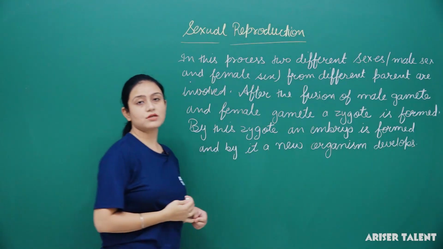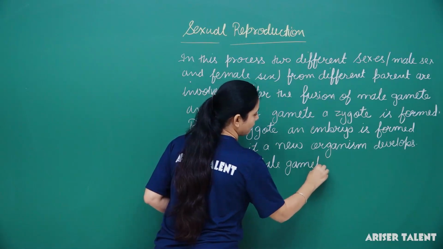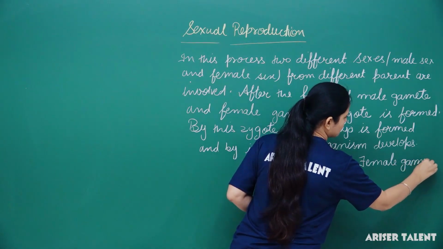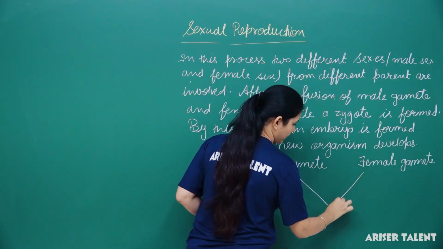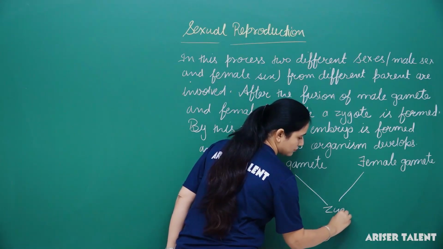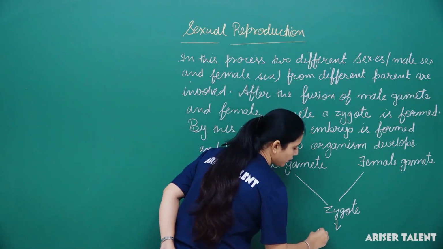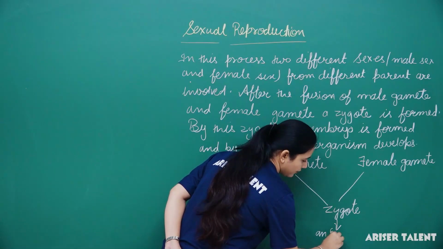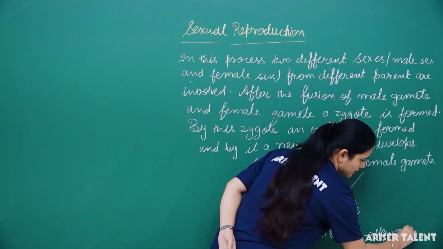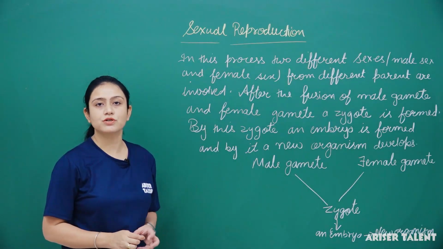Okay, so this is the process of sexual reproduction. It means when the male gamete and female gamete fuse, a zygote is formed, and from the zygote an embryo is developed, and from the embryo a new organism is developed. Fine. So this is the whole process of sexual reproduction.